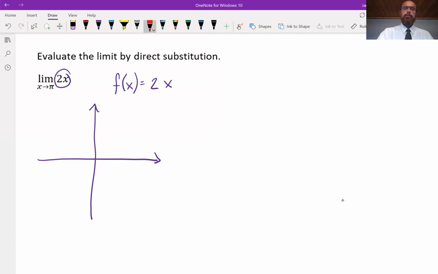So recall to graph a direct variation, we can think about it in terms of the slope-intercept form, y equals mx plus b. The b value here is definitely 0. So it goes through the y-axis at 0. That's the origin. And let me make sure to write that, not y, but mx plus b.